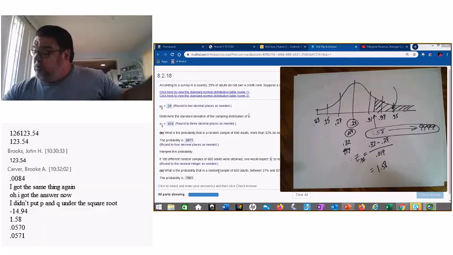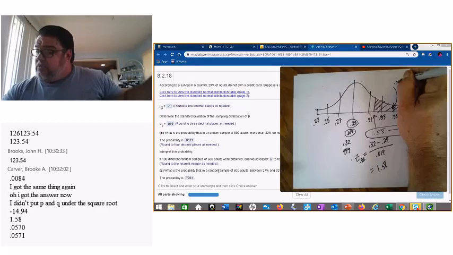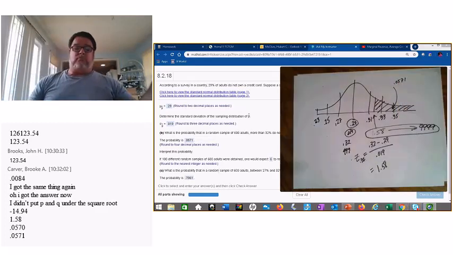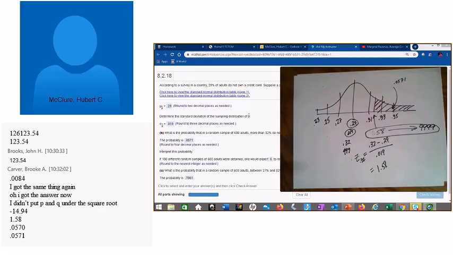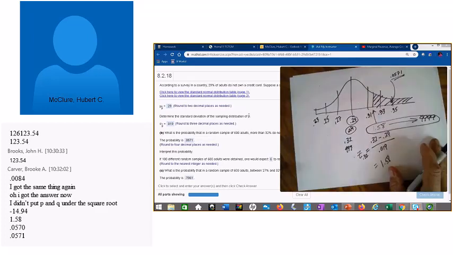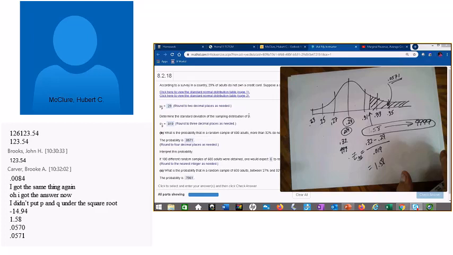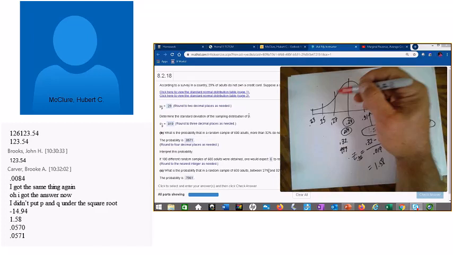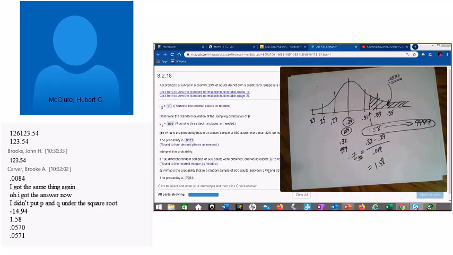0.0571. 0.0571. And I didn't turn that video back on. 0.0571. Okay, now we're going to do the next one. It says now do between 27 and 32. So I'm going to do that in peach. Between 27, or that's not peach. Between 27 and 32.